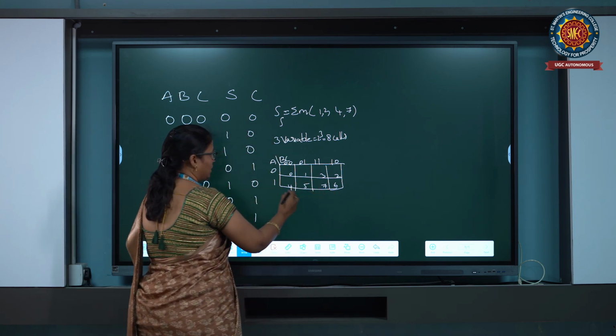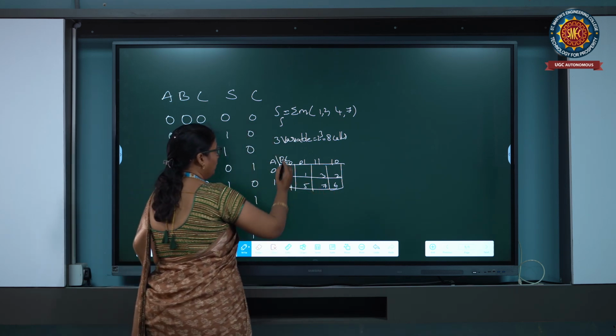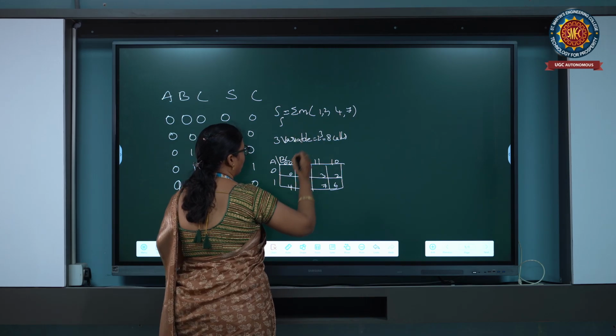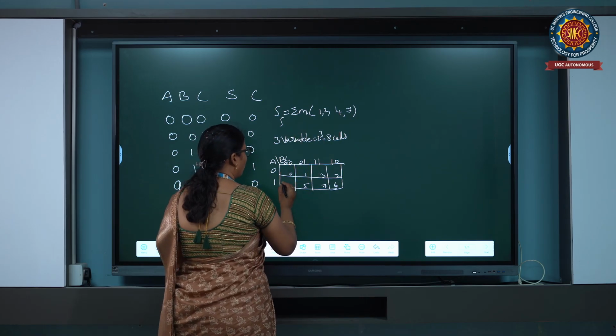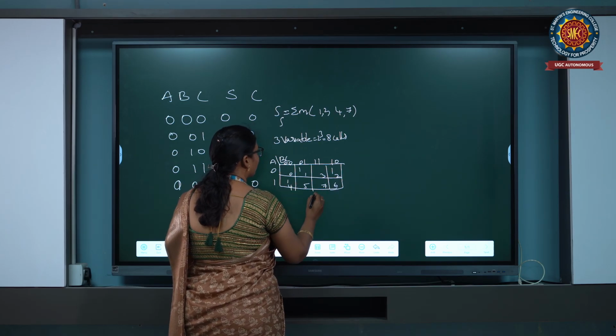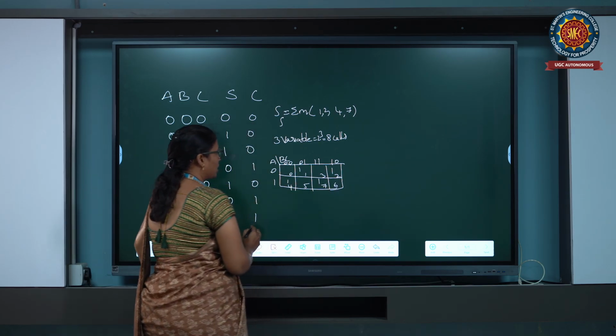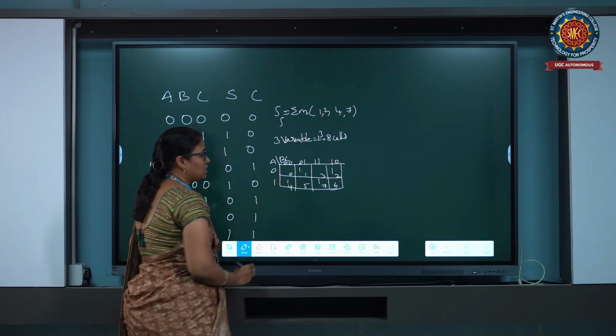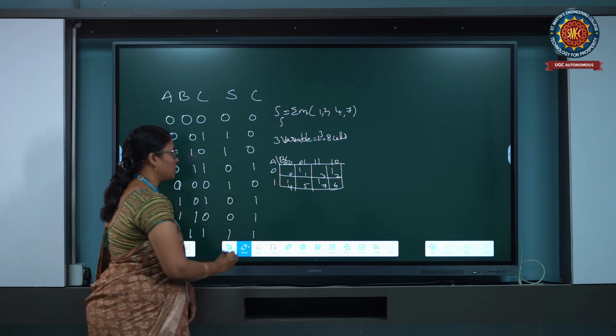This is the place where the minterms hold. If we mark the ones where we got the sum as 1, they are 1, 2, 4 and 7. We cannot map this on a K-map, so we can consider them individually.